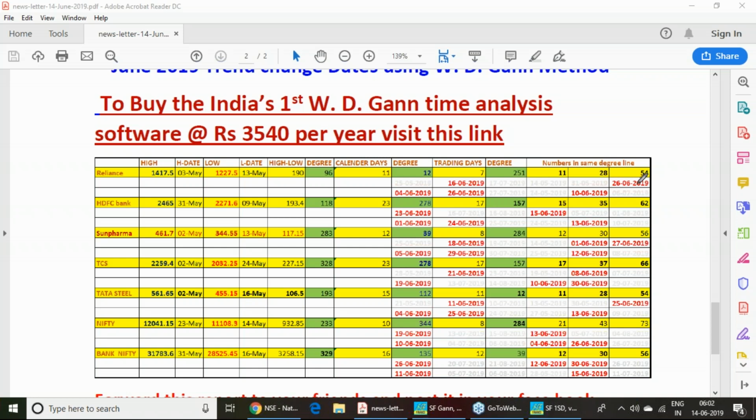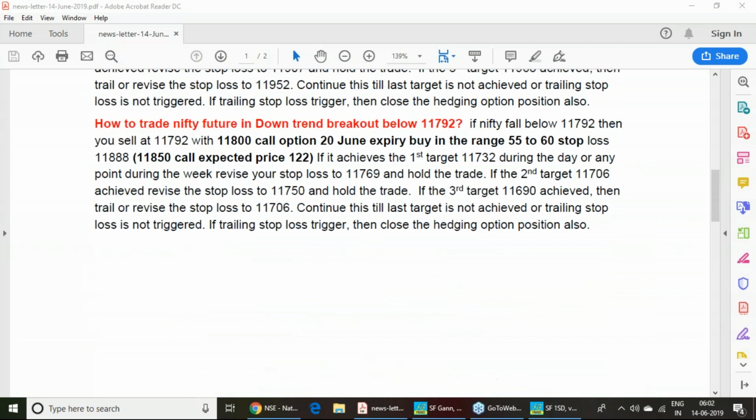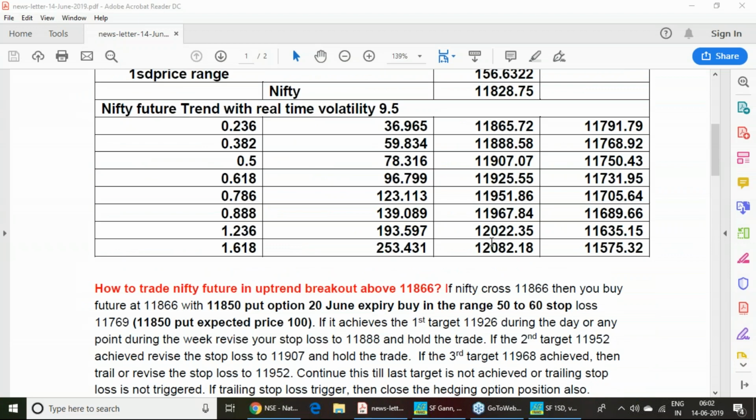So what is a positive trend closing and what is a negative trend closing? Here I have given some trend calculation. On 18th, if it closes above 11,888, then it is known as a positive trend closing. Or if it is closing below 11,769, it is known as a negative trend closing as per the weekly analysis.